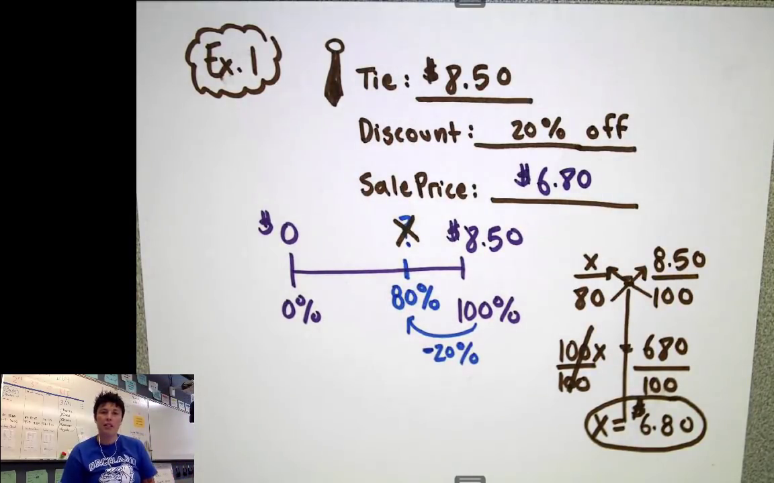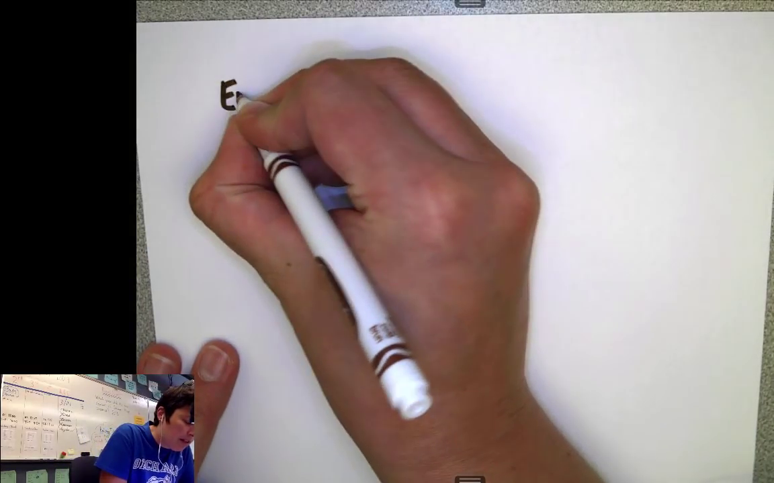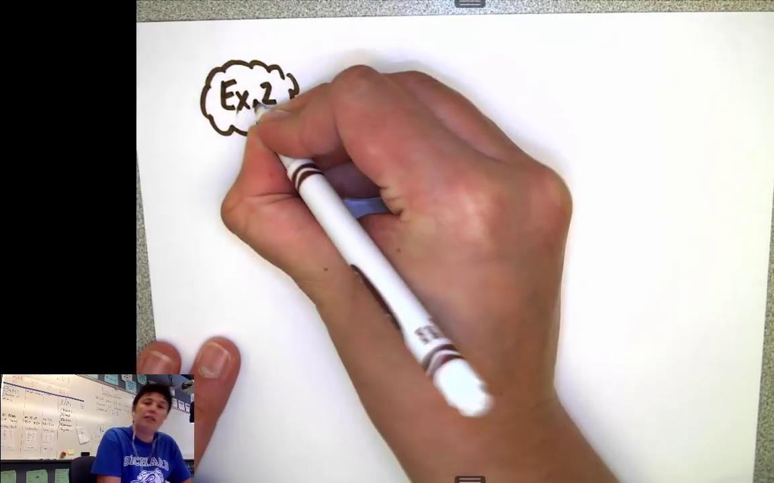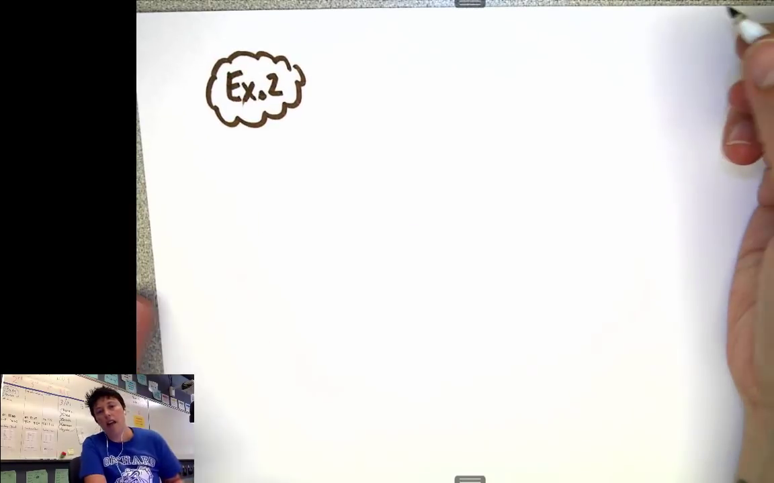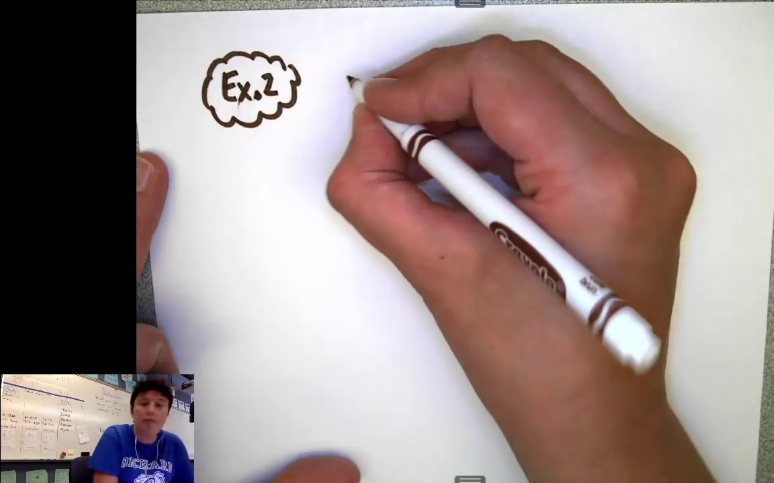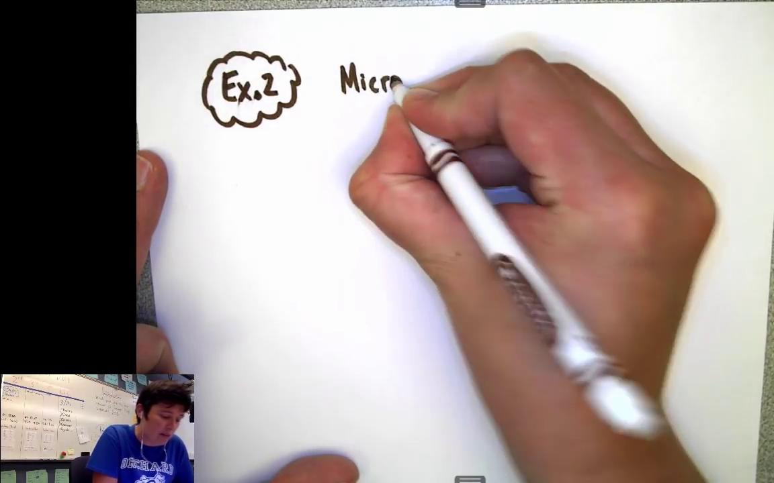So discounts are nice. It drops our price. We like discounts quite a bit, actually. Let's try another one that's maybe not a discount. So we're going to do example 2, and we'll do a markup problem this time. All right, example 2. Okay, we're going to go and we're going to buy a microscope for our science class. I'm not drawing a microscope. If you want to draw a microscope, go ahead. I am not going to be able to draw that.